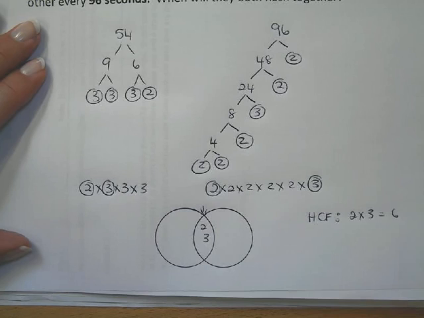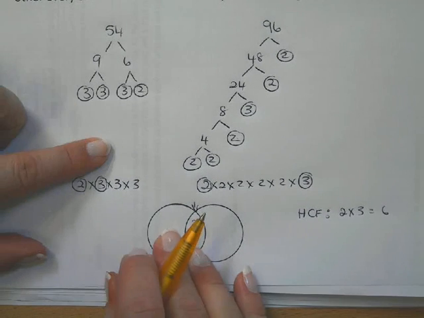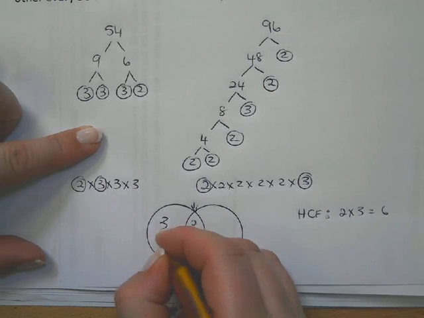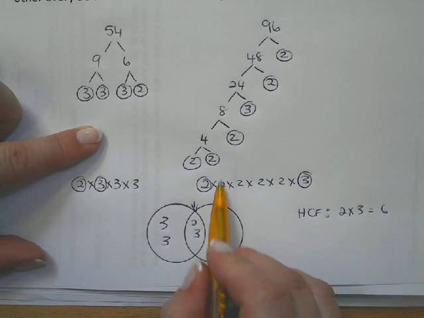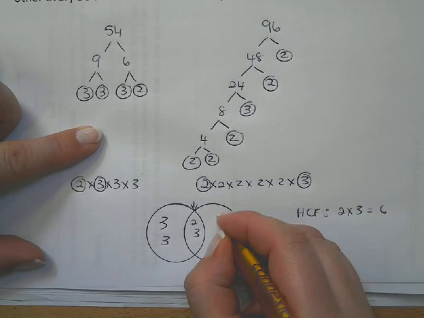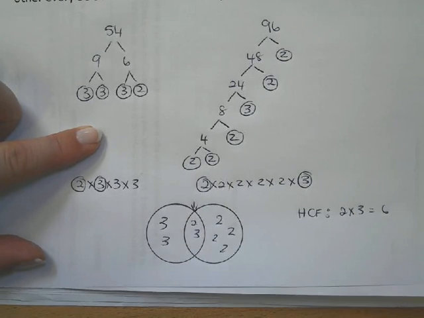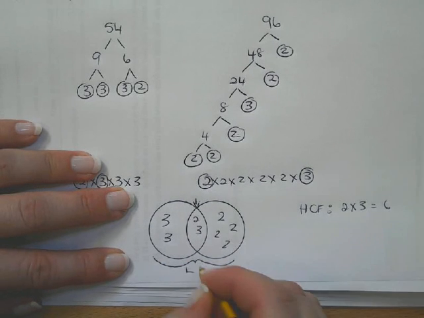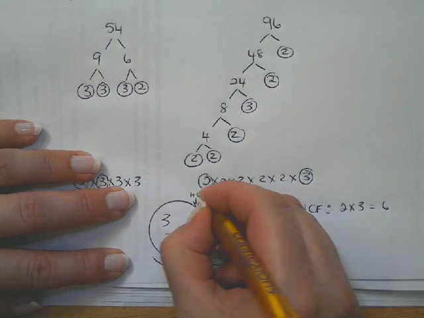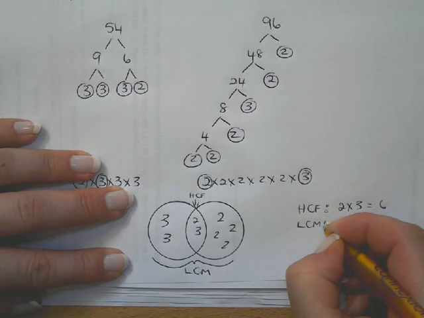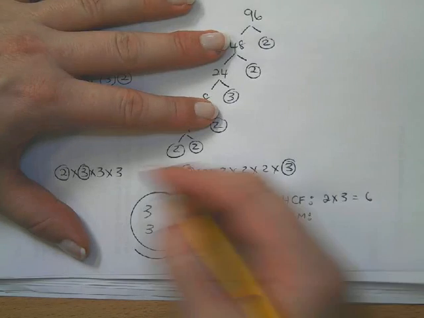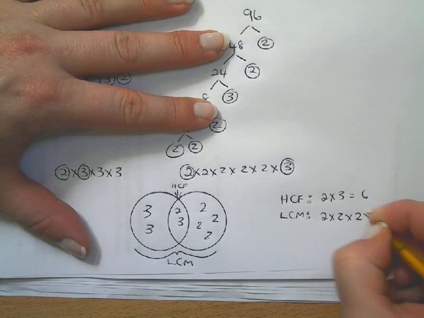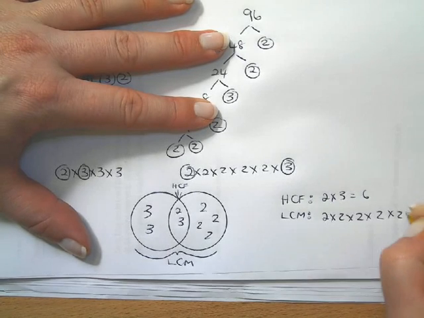Now I want to complete my lowest common multiple. So I see what is left in this group. I have two 3s. And I see what is left in this group: 1, 2, 3, 4 2s. And when I multiply all of those together, those are going to give me my lowest common multiple. So I'm going to rewrite those: 2 times 2 times 2 times 2 times 2 times 3 times 3.